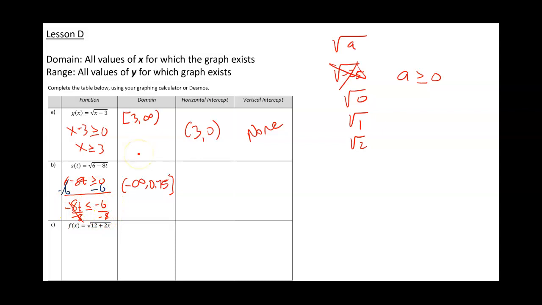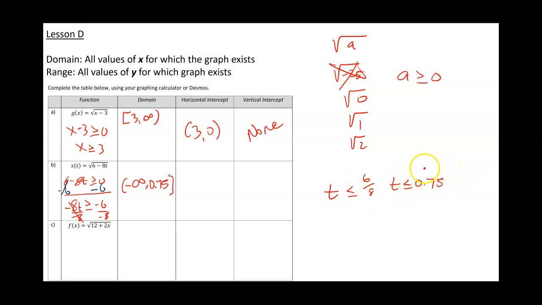So instead of, I'm sorry, this was a greater than. Initially it was a greater than or equal to, but because I divided by a negative, the inequality is going to flip. It's going to go from a greater than to a less than. So I'll write this on the side. I'm going to get t is less than or equal to, it's going to flip because we divided by a negative, 6/8. And if you convert that to a decimal, we get 0.75.